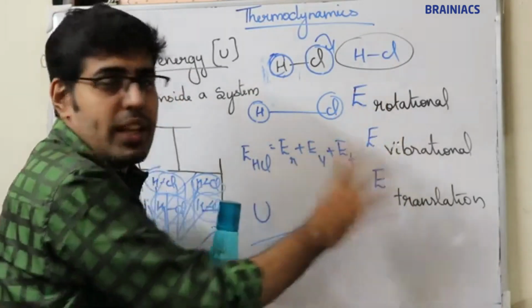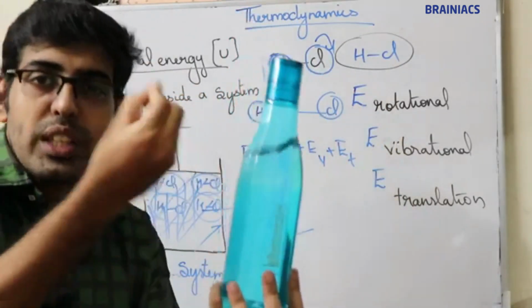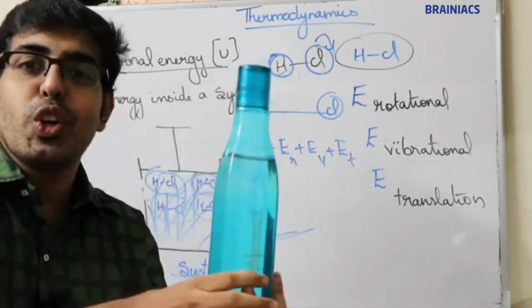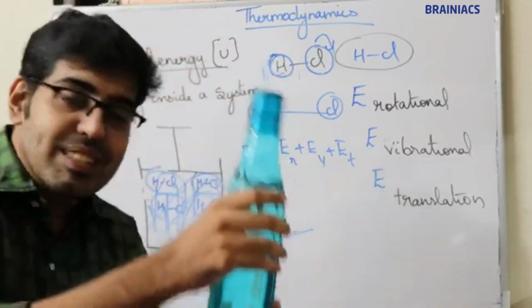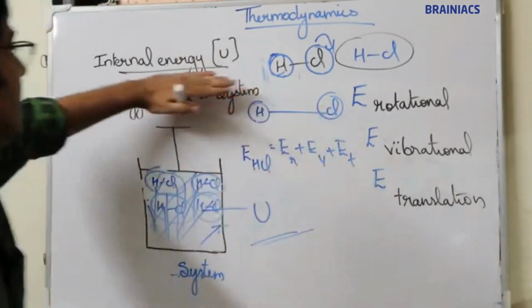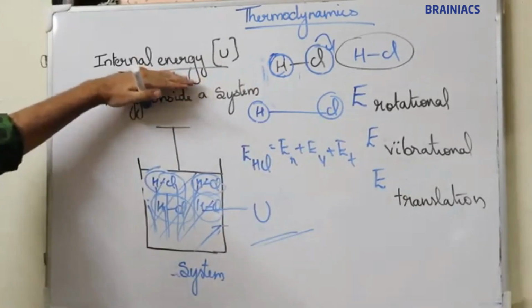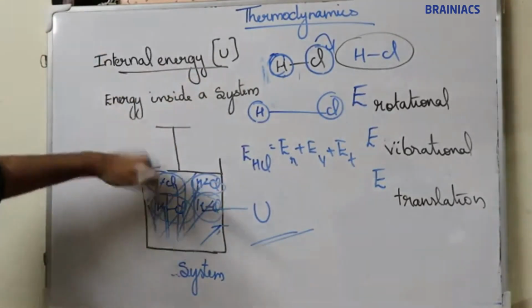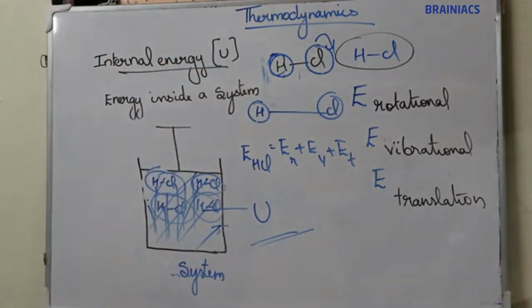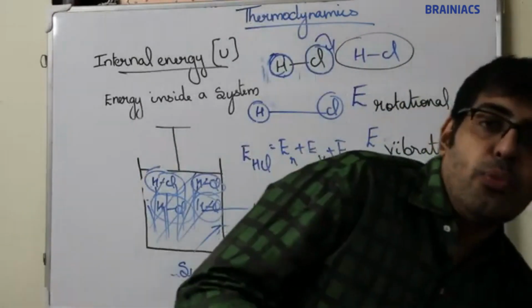You have to study these three. Each and every molecule can show these three energies. That means a bulk system consists of a large number of molecules, so the system has an internal energy. That energy is known as internal energy, the energy inside a system. It is represented by U. I think it's clear.